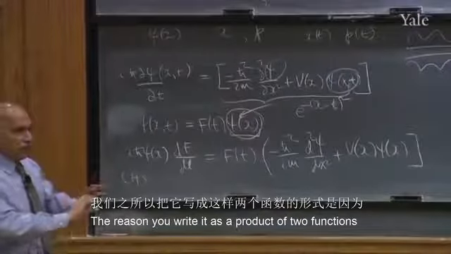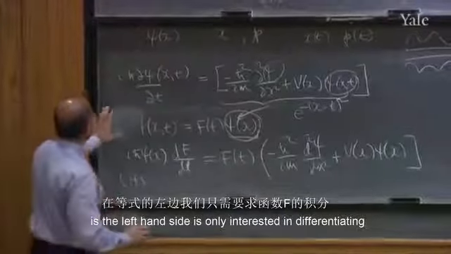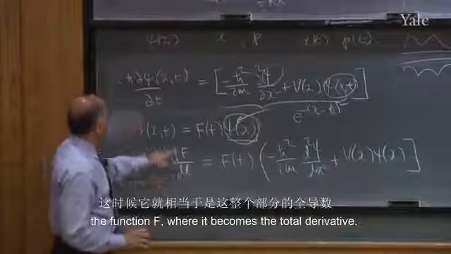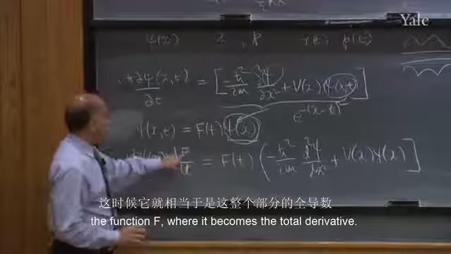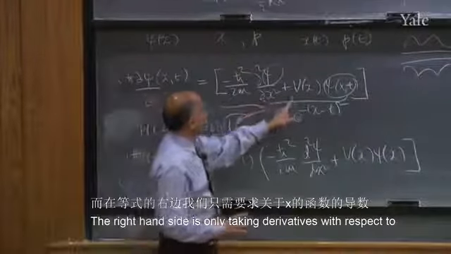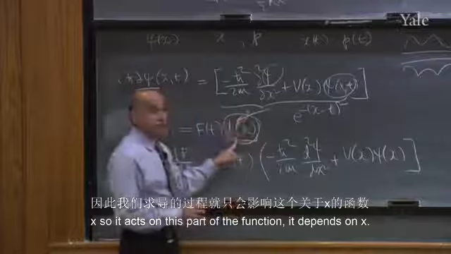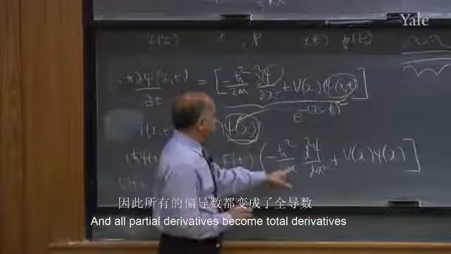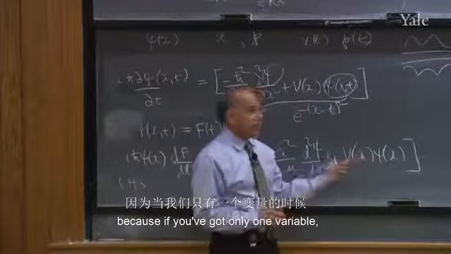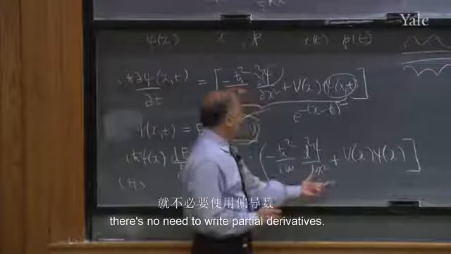The reason you write it as a product of two functions is the left-hand side is only interested in differentiating the function f, where it becomes the total derivative. The right-hand side is only taking derivatives with respect to x, so it acts on this part of the function that depends on x. And all partial derivatives become total derivatives, because if you've got only one variable, there's no need to write partial derivatives.